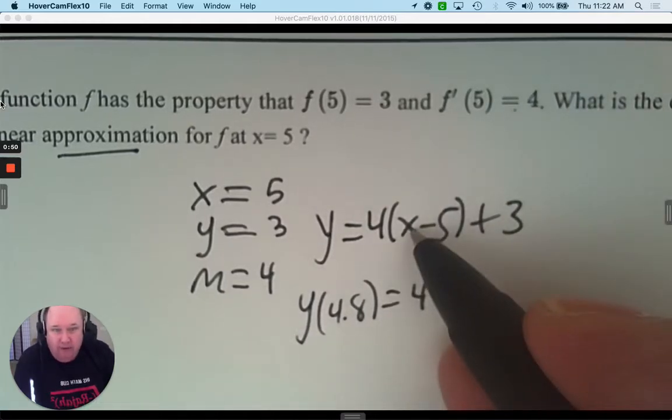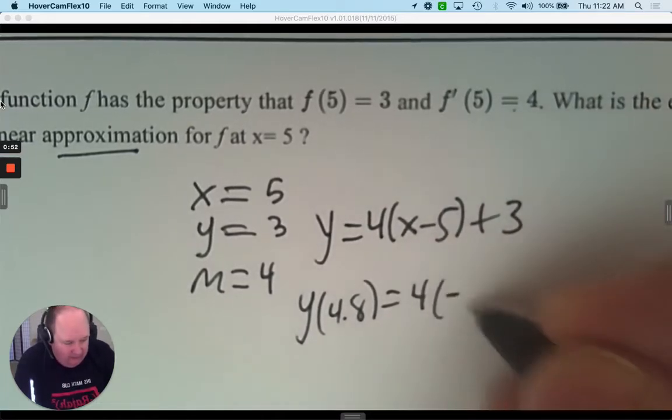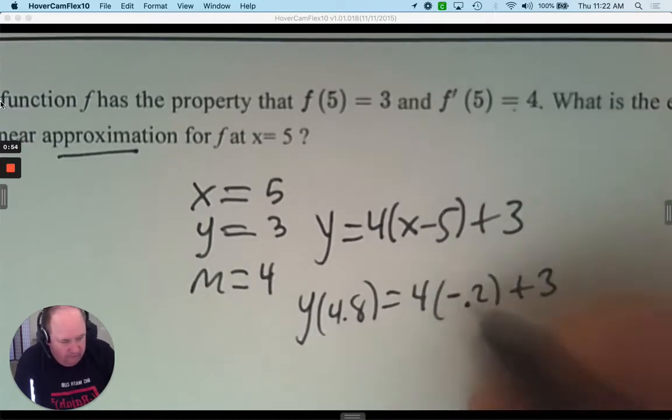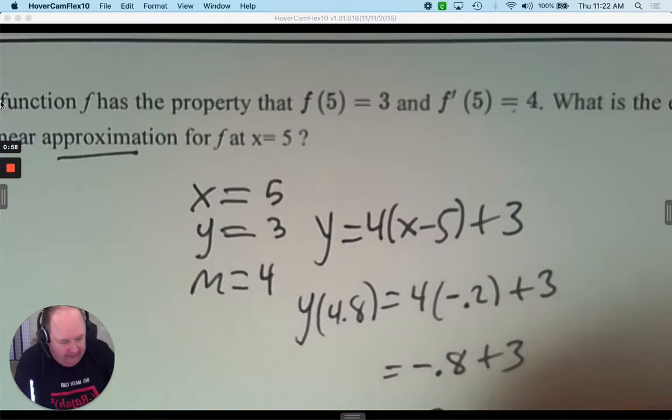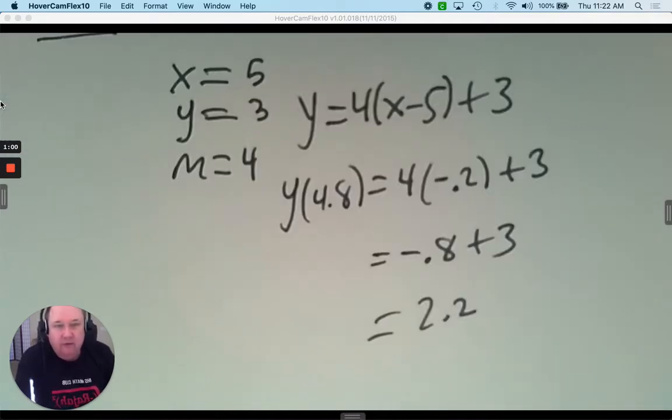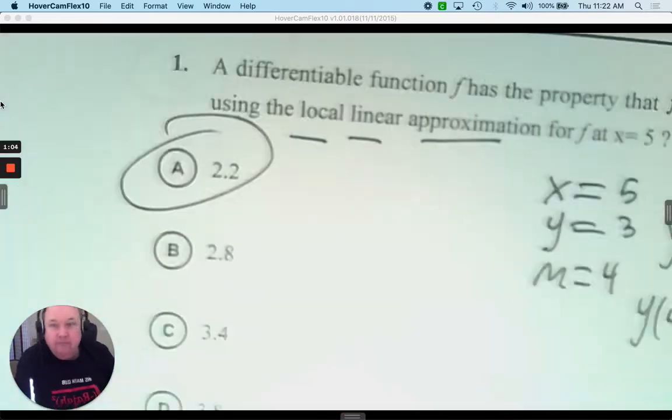So 4.8 take away 5 is negative 0.2. That's negative 0.8, and then that answer is 2.2. And you have your answer.